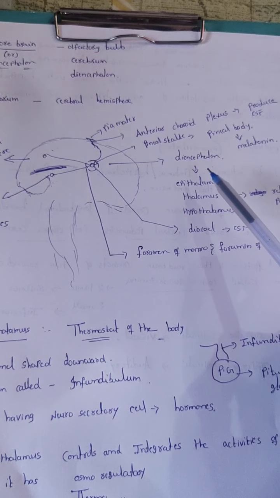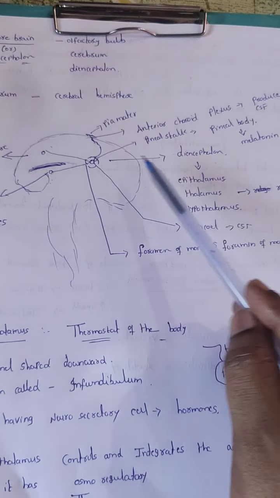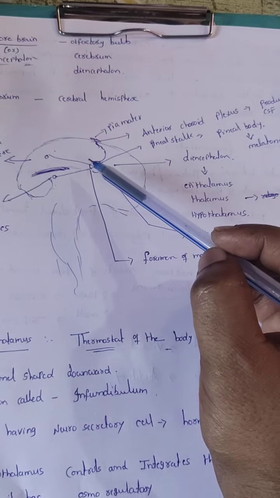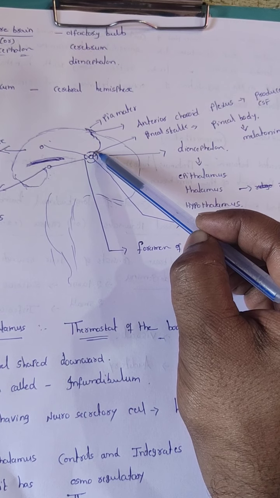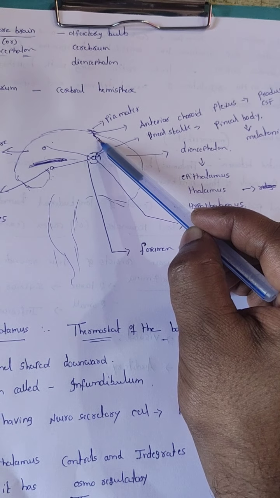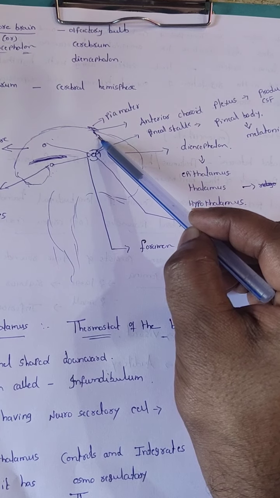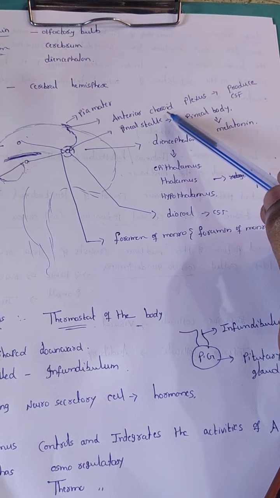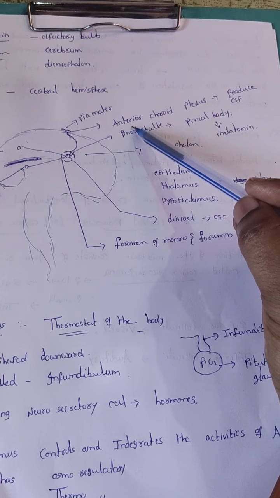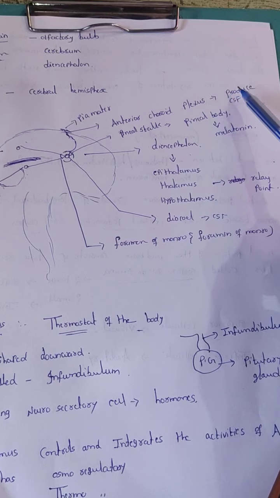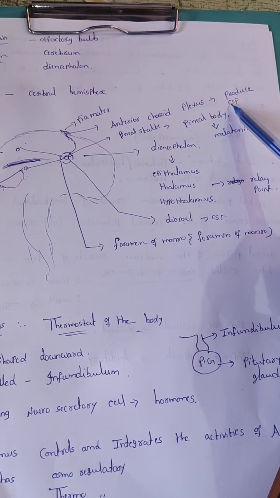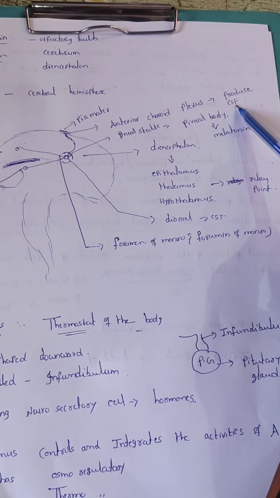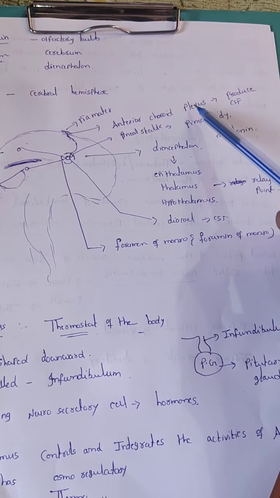Basically, in the brain, the non-nervous part is the epithalamus. Keep that in mind. This epithalamus protrudes upwards and touches the pia mater. This part is called the anterior choroid plexus, and it produces a fluid called cerebrospinal fluid. That's why cerebrospinal fluid is secreted from the choroid plexus.